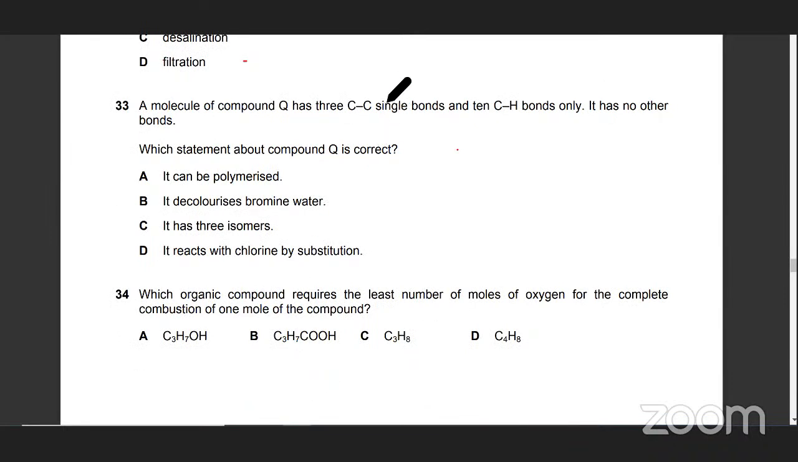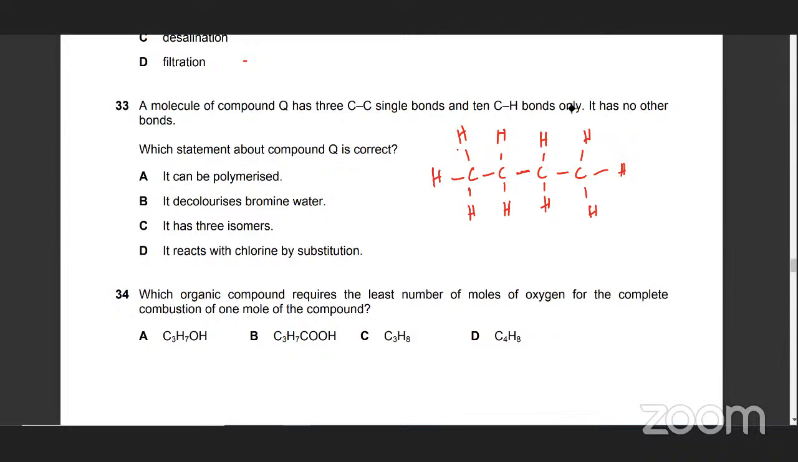A molecule of Q has 3 C single bond C bonds and 10 C-H bonds. It has no... Which statement about Q is correct? So correct, 3 C-C bonds है. So how many C's do you have? You have 4 C's. ठीक है, that's the only way you're going to have 3 C-C bonds. वो कह रहे हैं कि 10 C-H bonds है. तो start making 10 C-H. That's 1, 2, 3. सारे H लगा दो. So that's 5, and we can have 5 more. So that's your molecule.